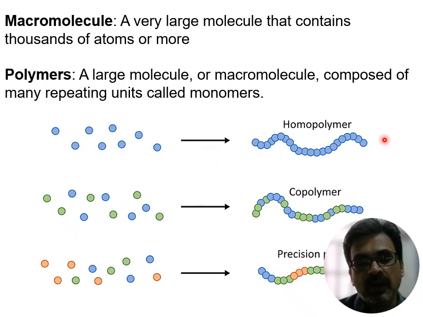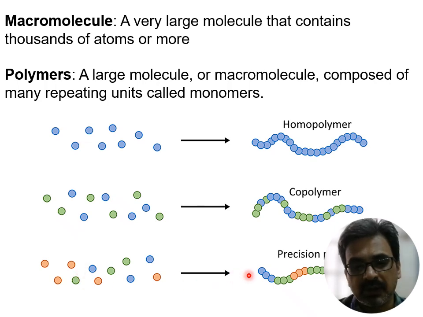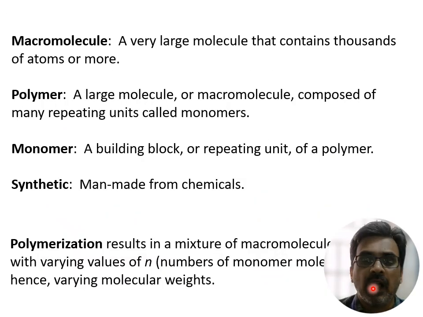When they form, if all are having the same monomers, we call it a homopolymer. If we have multiple monomers, we call it a copolymer, or at least two sets of monomers, we may call it a copolymer. And if we have multiple monomers, depending on the arrangement, we can make different kinds of polymers.